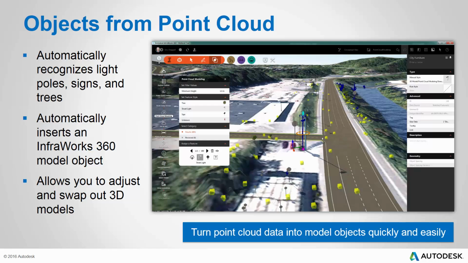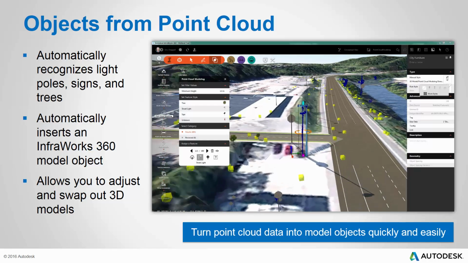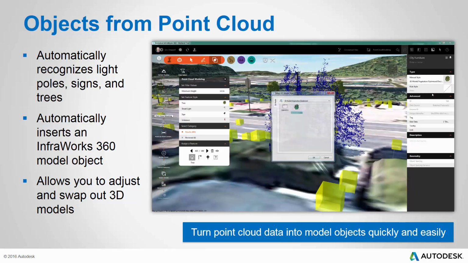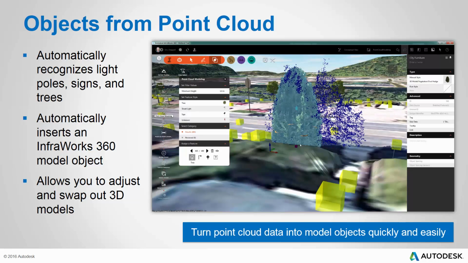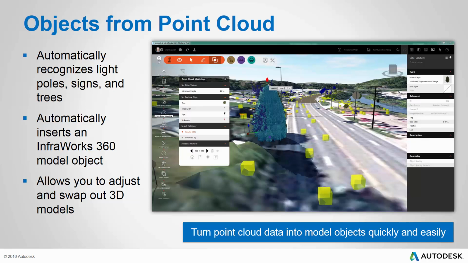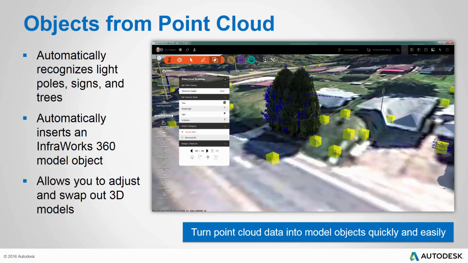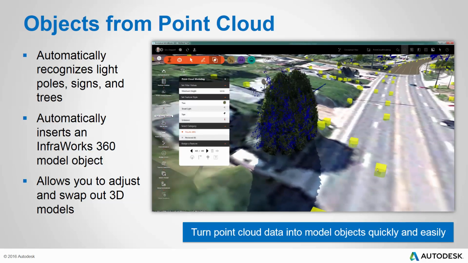For example, in the sample file in front of you, we've taken two light poles and swapped them out with power poles, which are the correct representation for those objects in the model. And you can see how easy it is to switch out the different objects and to make adjustments to their size and shape so that we can accurately match the point cloud. Why is this important? It allows you to turn point cloud data into model objects quickly and easily.